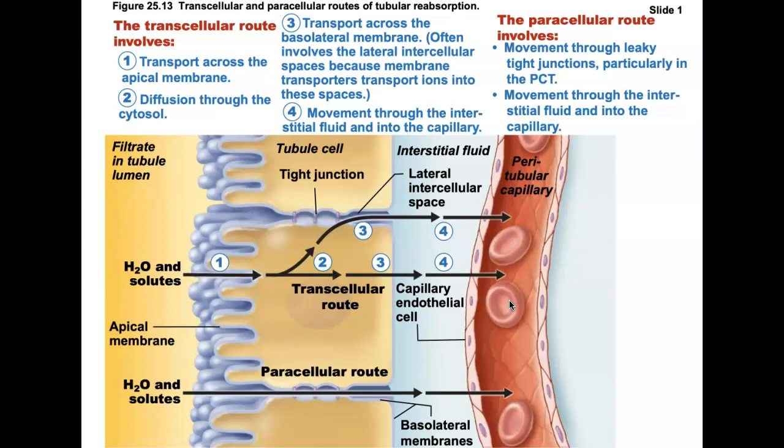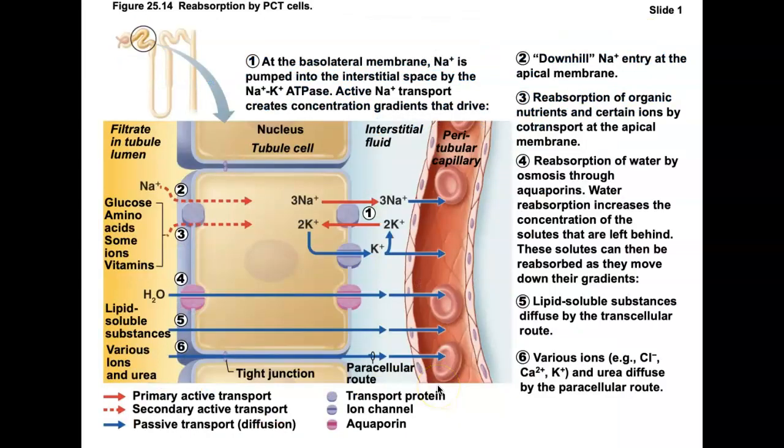And the paracellular route thereby is movement through leaky tight junctions, particularly in the proximal convoluted tubule, as you see here. It's more of a direct movement, if you will. So let's take a look now at the difference between the active tubular reabsorption and the passive tubular reabsorption.